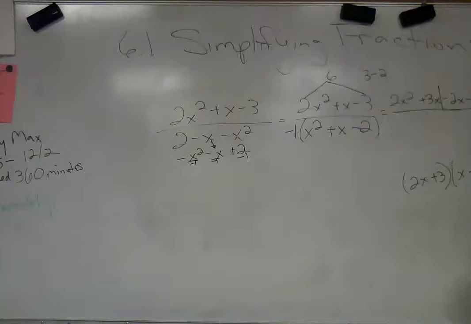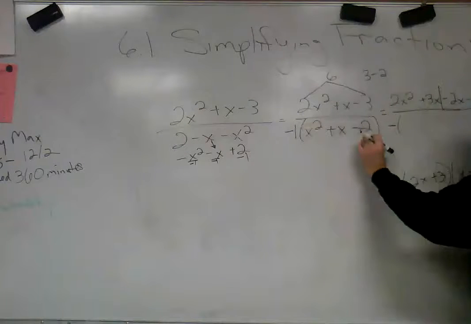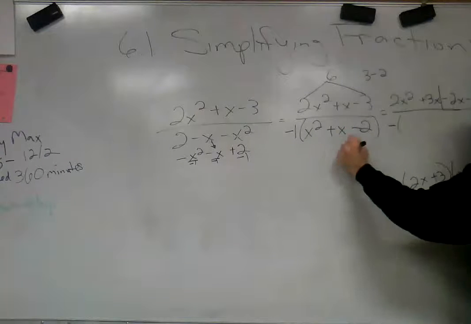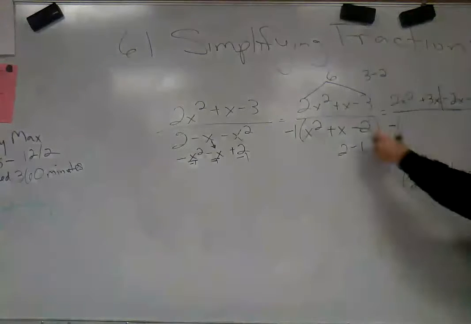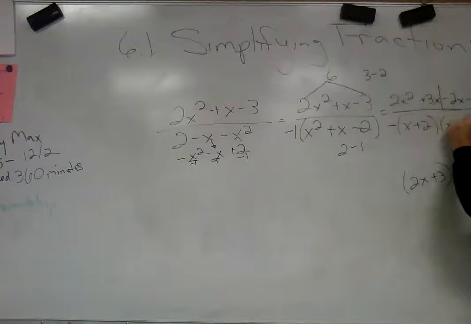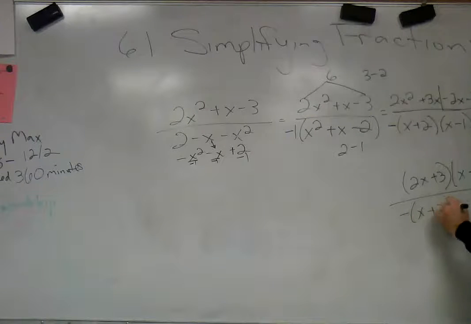Okay. Now on the bottom, we don't have a leading coefficient, so we need factors of 2 that subtract to be positive 1. 2 minus 1 gives us positive 1. So we have x plus 2 and x minus 1. Now I'm going to rewrite them down here: negative, x plus 2, x minus 1. Anything common top and bottom? These both have x minus 1.